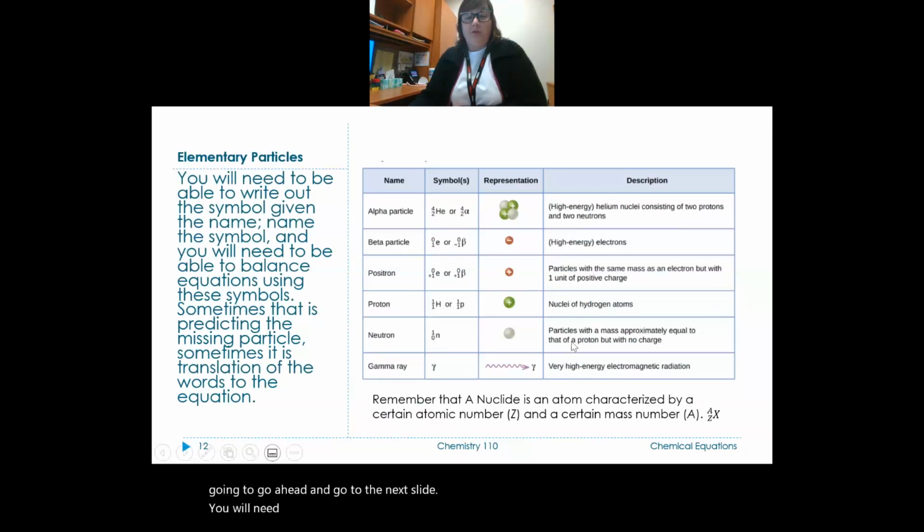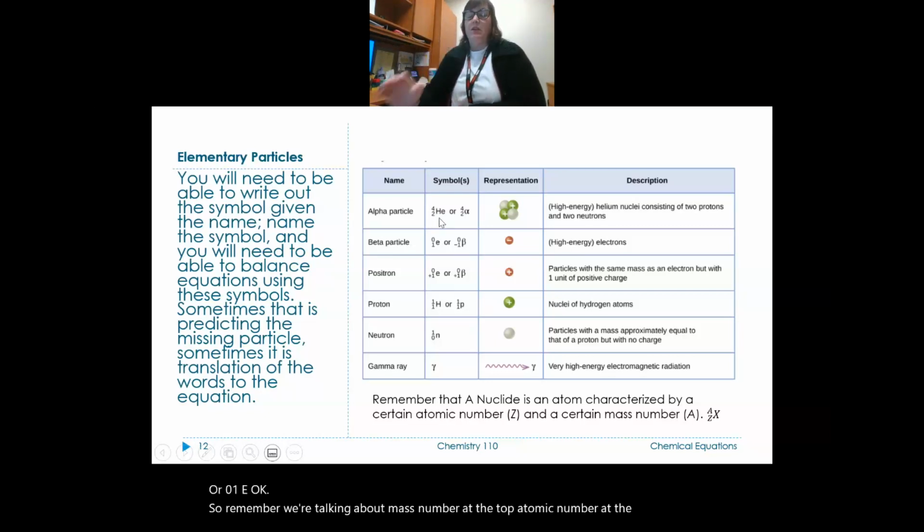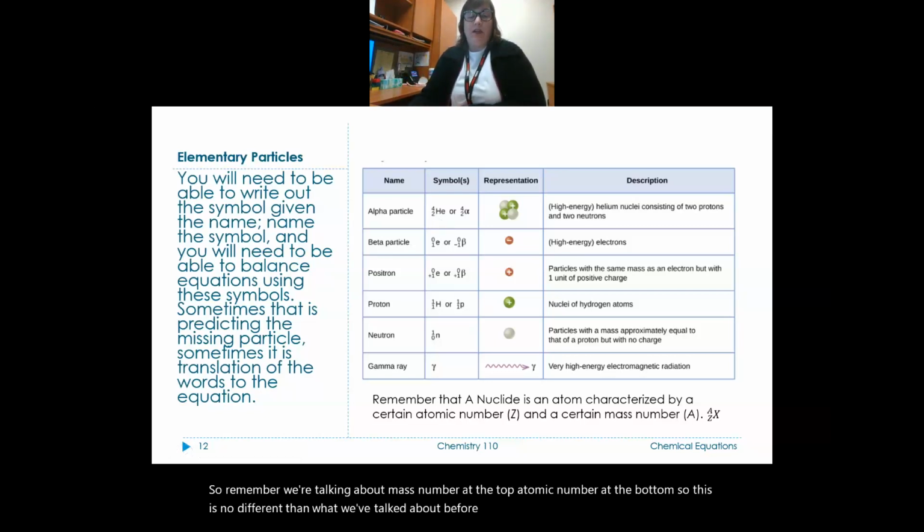You will need to be able to write out the symbol given the name. So if I give you an alpha particle, if I say, what is an alpha particle? You need to be able to tell me that it's a 4 2 He. A beta particle, again, is going to be this, -1 0 e. Remember, we're talking about mass number at the top, atomic number at the bottom. So this is no different than what we've talked about before. When we talk about isotopes, this is the same kind of thing that we're looking at here.